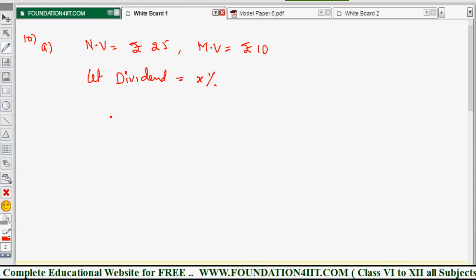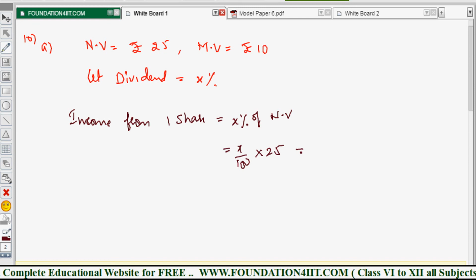Then income from one share, because income depends on this dividend. So X% of nominal value. So income from one share we will find out. These are the given data. Then income from one share is X% of nominal value, because dividend is X% of nominal value. So that is X by 100 into nominal value 25, that is rupees X by 4. That is income from one share.